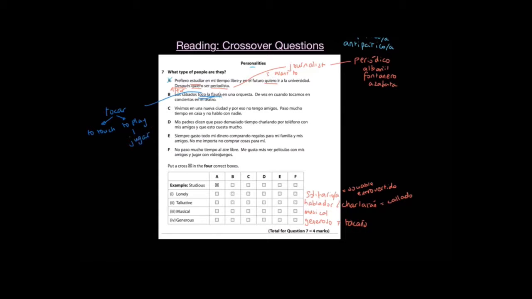La flauta, the flute, en una orquesta. Okay, orchestra, no problems there. De vez en cuando, from time to time, tocamos, we play, again the verb tocar, en conciertos, en el teatro. So I've got here flauta, orquesta, conciertos, teatro. This is all pointing me to musical. So I look at B, I try and find musical, and I do a cross.